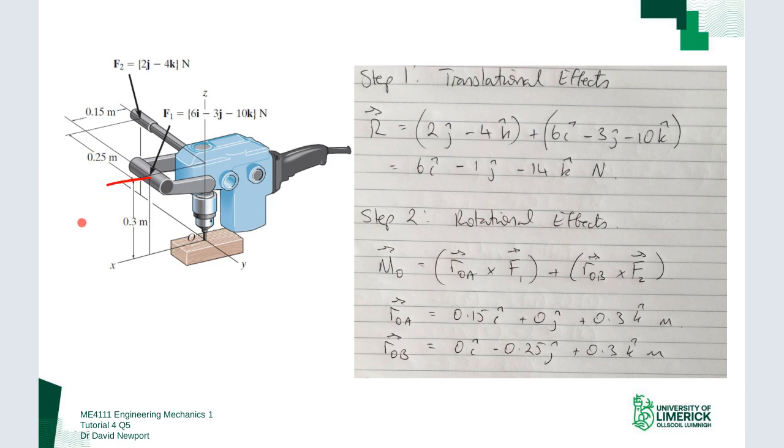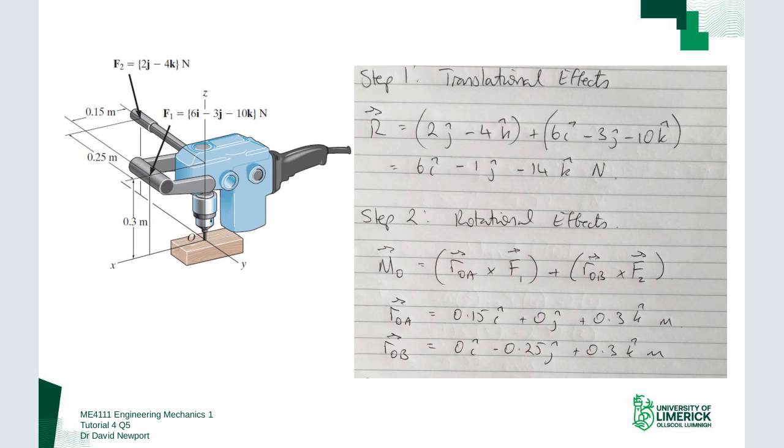So I'm labeling this point here, that point there is A, and I'm labeling the point where this is as point B. So I have r_OA cross vector F1, that turning effect, plus r_OB cross F2. First of all, I want to figure out, do I have r_OA and r_OB? And I don't, so I need to work those out. But from inspection, from the geometry I'm given, I can easily work these out.